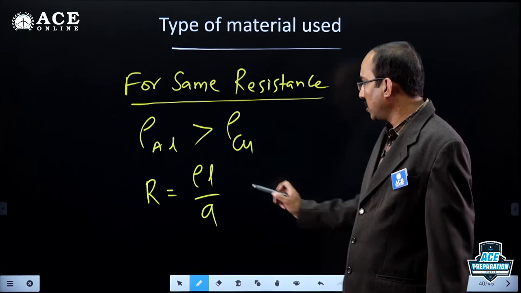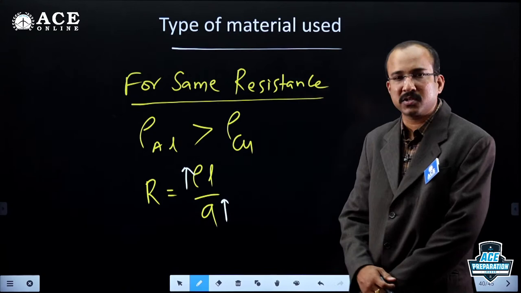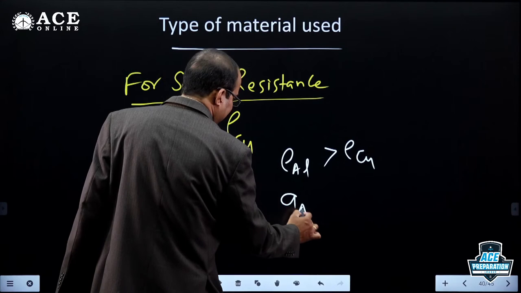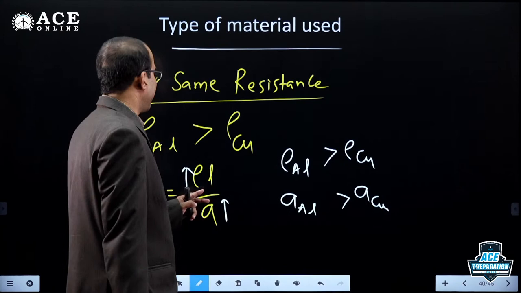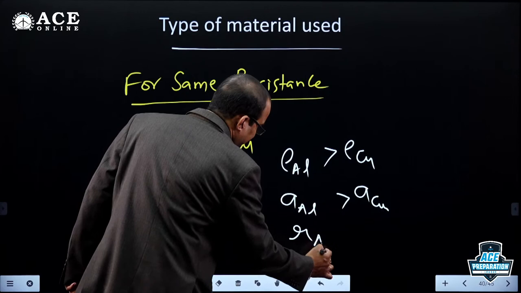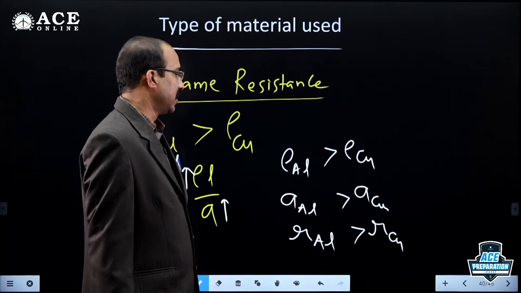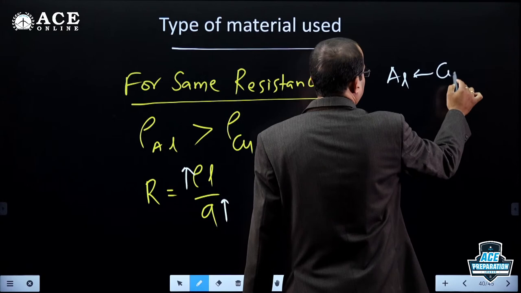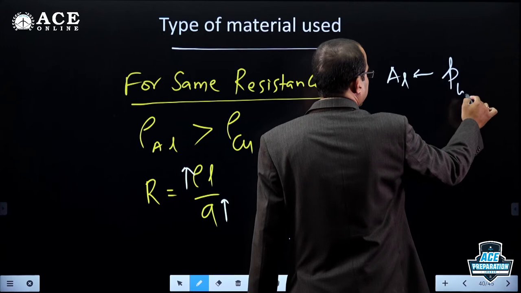So, if this is more, the area of cross section should also be more. As rho of aluminium is greater than rho of copper, the area of cross section of an aluminium conductor is greater than that of copper for the same resistance. So, automatically the radius of the conductor also gets increased. The radius of an aluminium conductor is greater than that of copper. So, where will the corona loss be less? In case of aluminium conductors, the radius is more, so corona loss will be less.